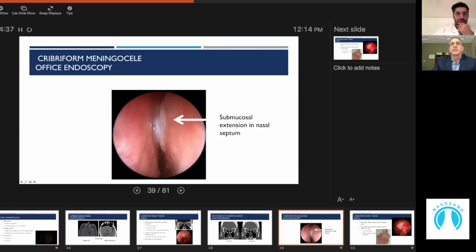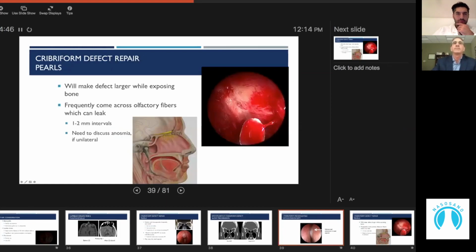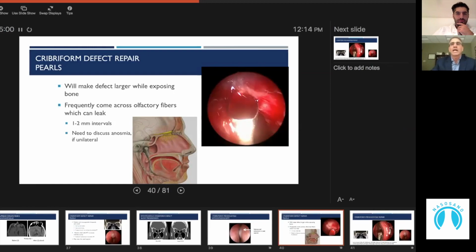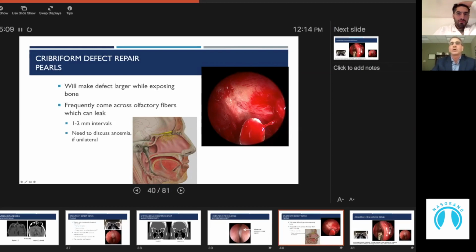Endoscopically, it's not going to jump out at you. We need to look for small areas. This is a meningocele high in the olfactory fossa at the cribriform plate. And we see here, this is a patient who's having a repair. You can see the olfactory fibers coming out along the upper part of the nasal septum. So we always need to talk with our patients, even if it's a unilateral repair, about hyposmia or anosmia. These olfactory fibers come out at 1 to 2 millimeter intervals, and they're more dense along the superior turbinate.